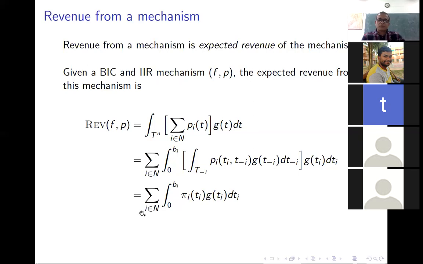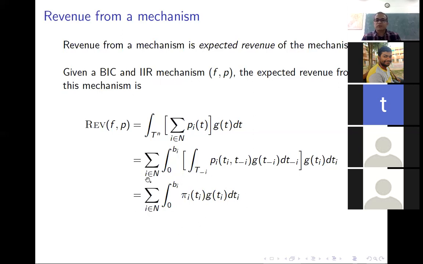Shouldn't it be g_i(t_i)? Oh yeah, this should be g_i(t_i). Thanks. Here also g_i(t_i). Correct. So there's a typo here. It should be small g_i(t_i). So this expression is easier to handle.